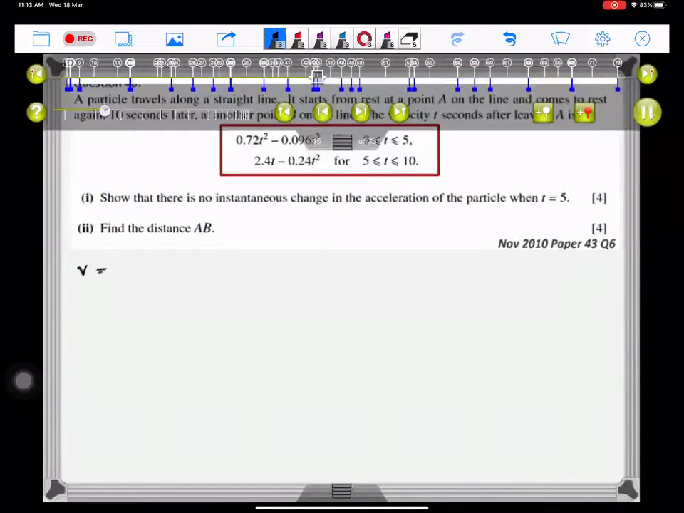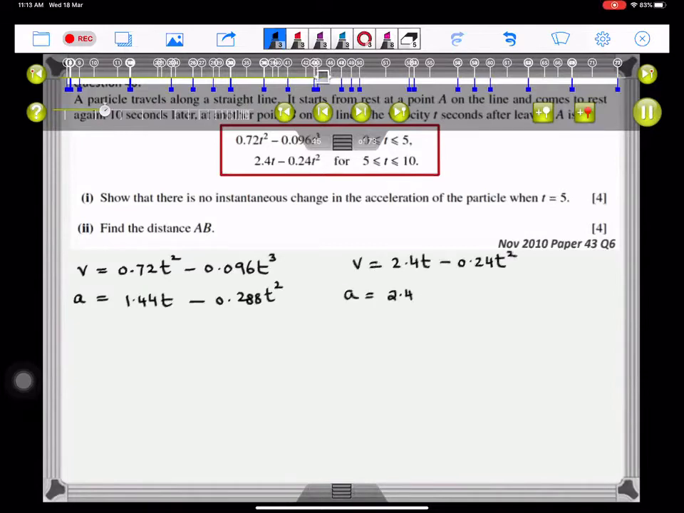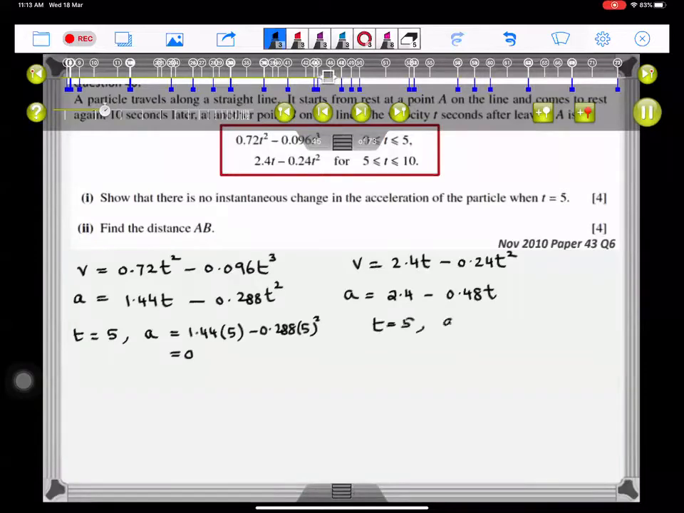That means differentiate both velocity equations, take care of all these small zeros, take care of the power and everything. Simple differentiation according to the knowledge of P1. Now plug in t equals 5 in both equations. It so happens that the acceleration from the first comes out to be 0. The acceleration from the second is also coming out to be 0. Since at t equals 5 it's 0 from the first and 0 from the second, there is no instantaneous change in acceleration.